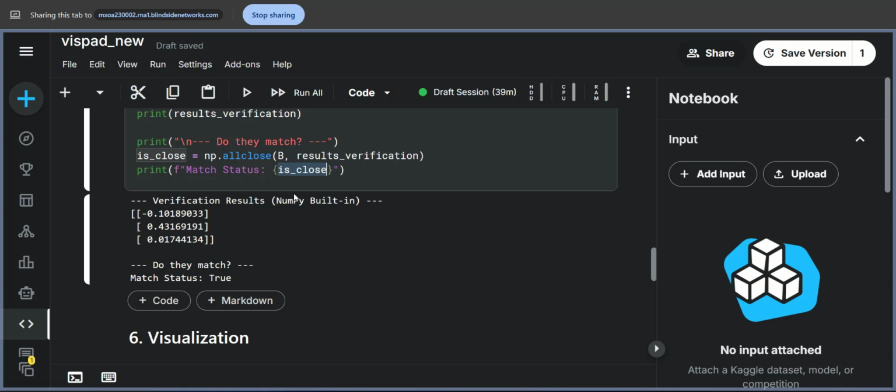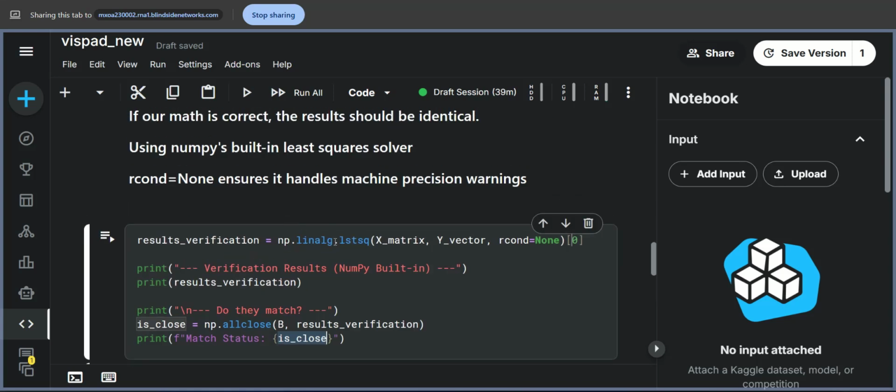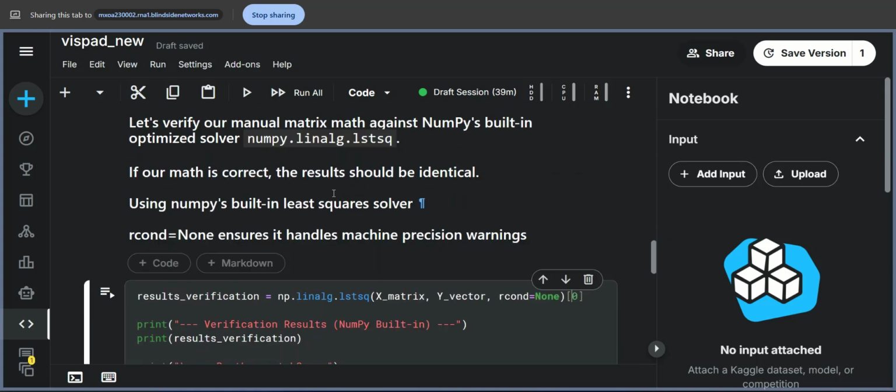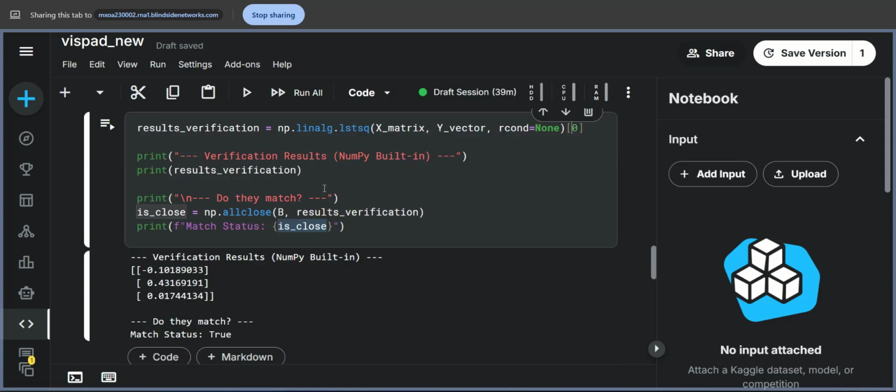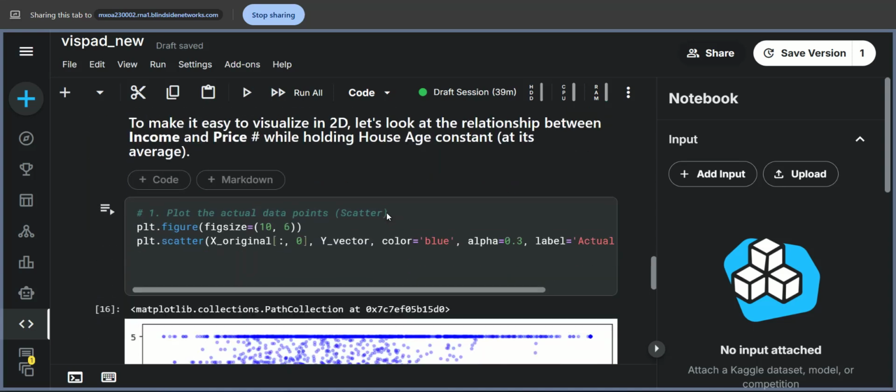So we have the NumPy built-in way, which is lstsq, and then the matrix way, which is basically what happens when you try to use a linear regression model, right? Okay. So now we are going.